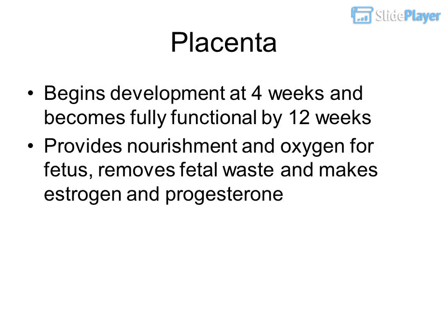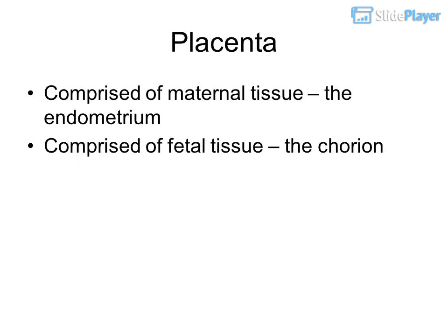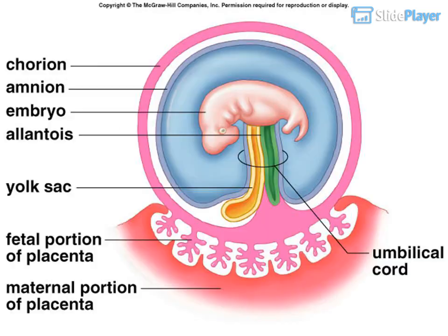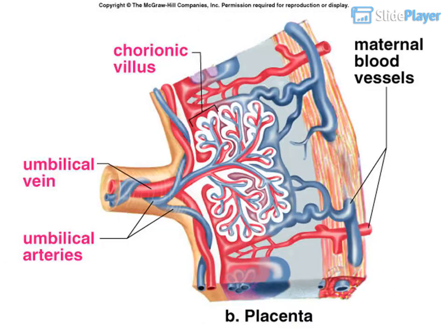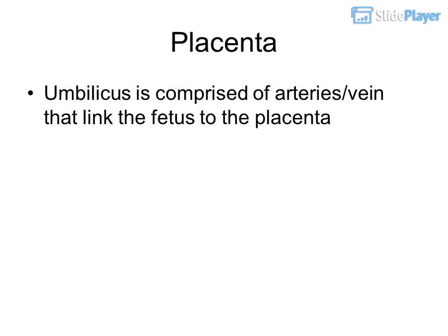Placenta. Begins development at 4 weeks and becomes fully functional by 12 weeks. Provides nourishment and oxygen for the fetus, removes fetal waste, and makes estrogen and progesterone. The placenta is comprised of maternal tissue, the endometrium, and fetal tissue, the chorion. Umbilicus is comprised of artery and vein that link the fetus to the placenta.